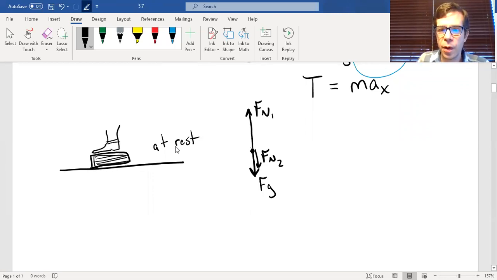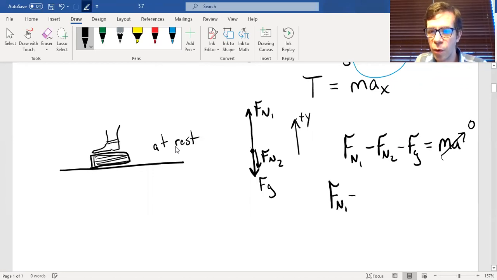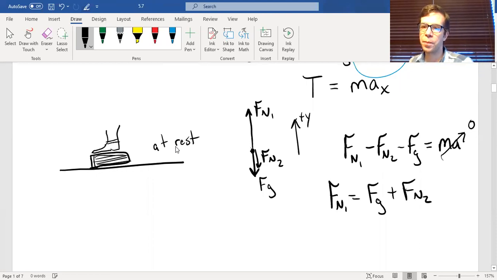And in this case, this is a one-dimensional case again. I'm going to use up as the positive y direction. So we'll have normal force 1 minus normal force 2 because it's down, minus the force of gravity because it's down, equal to ma. But again, this is a case where a is equal to 0 because we were told it was at rest. So we get that the normal force from the ground is equal to the gravity plus the normal force from the foot, right?